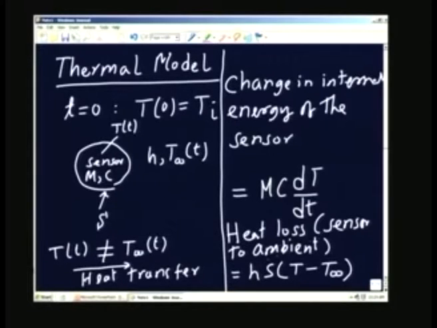So, if the heat loss is from the sensor, that is the heat is going in this direction, the temperature of the sensor is going to reduce. Therefore, dT/dt is negative. Therefore, if I take the negative of this, mc dT/dt, that will be equal to the heat loss. That is how you write the equation.